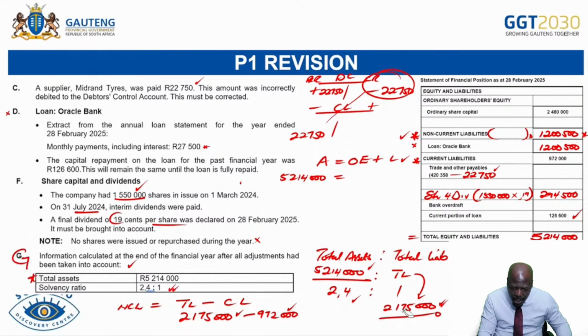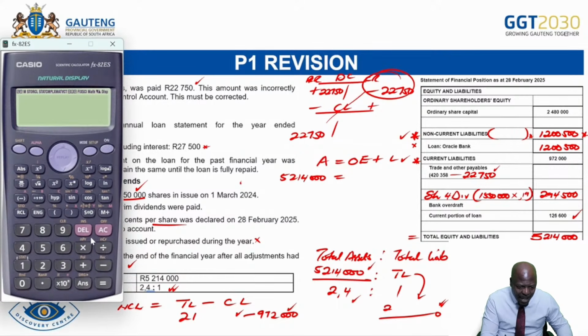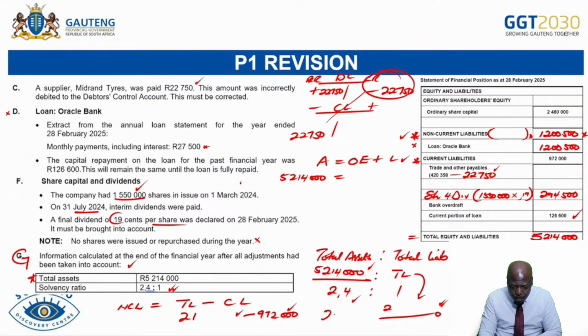Let's correct that one. It is 2 million. This one was 2 million. Okay, where are you again? Let's do it again. 5,214,000. We divide that by 2.4. That's 2,172,500. Do we have the same figure now? Oh, thank you. 2,172,500. Okay, it was a mistake on my part here.